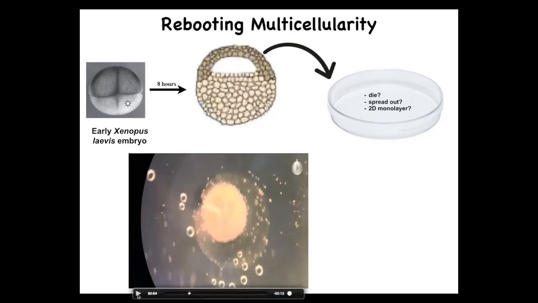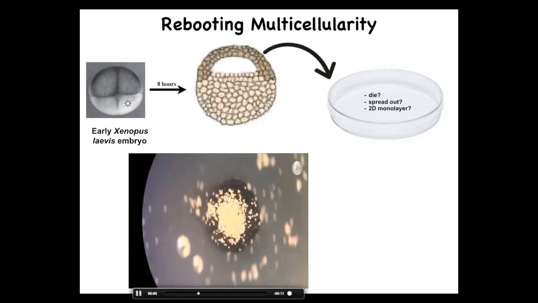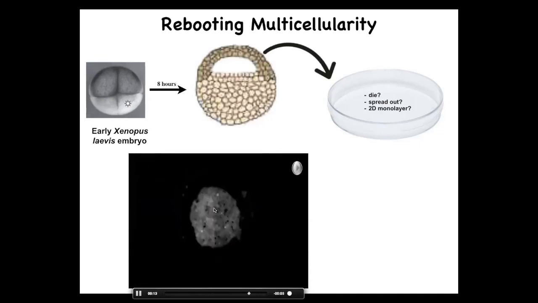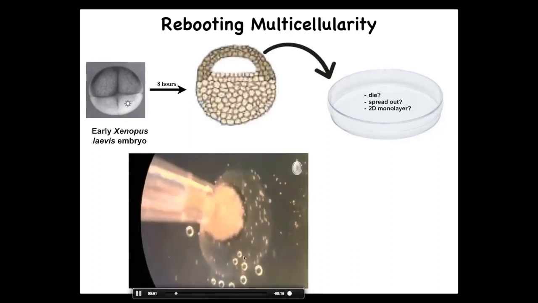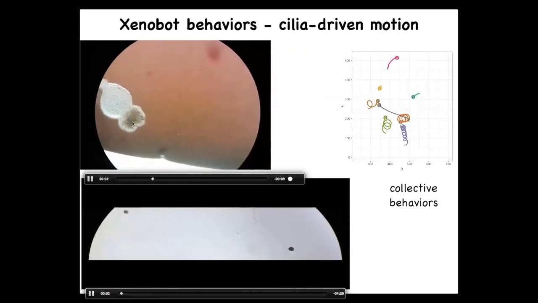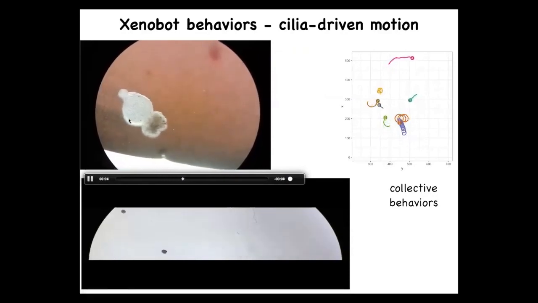They could die, they could spread out, they could form a two-dimensional monolayer, they could do nothing. Instead, what they do is overnight they get together and they coalesce and they form this kind of thing. The flashes you see is calcium signaling, which is one of the things people track in brains, but there are no neurons here. This is just skin. And as a result, you get a system that is autonomously motile.